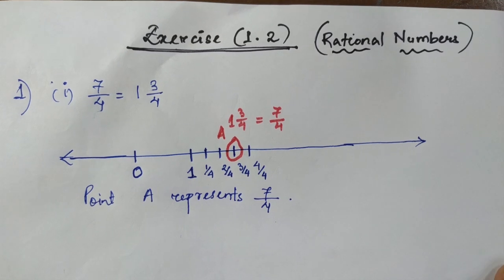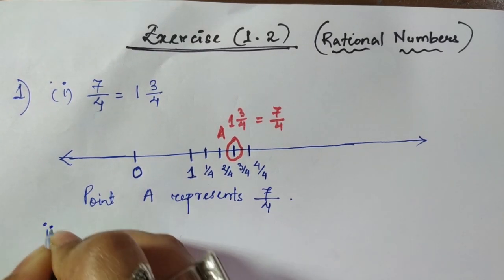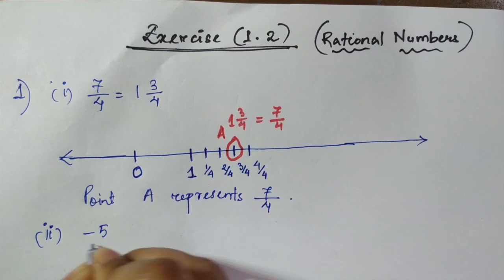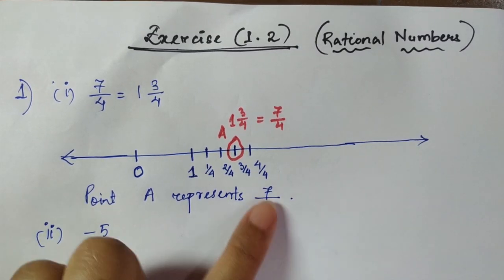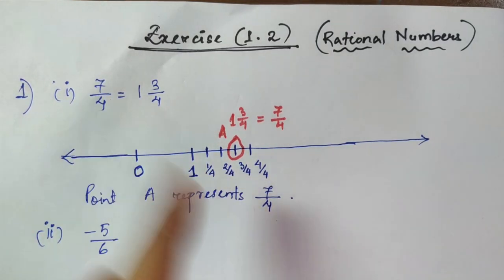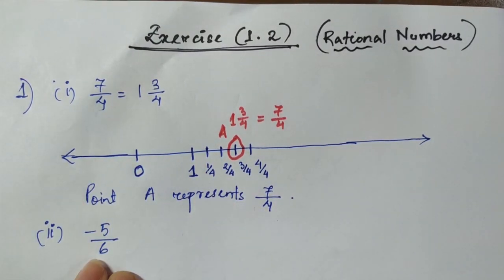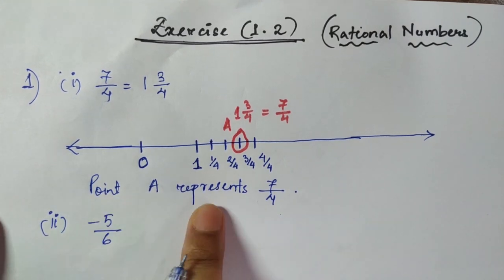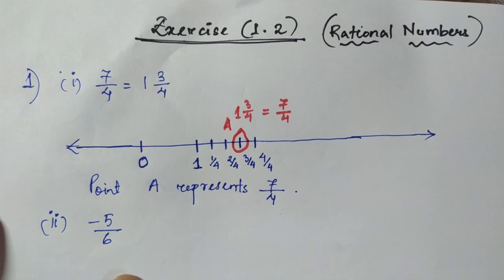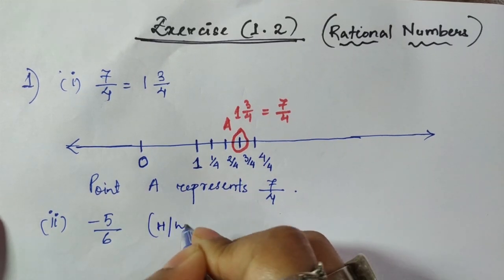So there is a question number 2, that is minus 5 by 6. This is a proper fraction. It is negative, so it will be on the left side of 0 on this particular side. You'll have to make 6 divisions, then you will do minus 1 by 6, minus 2 by 6, minus 3 by 6, minus 4 by 6 and so on. And then you will get a point where you will get minus 5 by 6. Mark it with any alphabet A, B, C, D as you like and write down that point represents minus 5 by 6. This will be your homework.